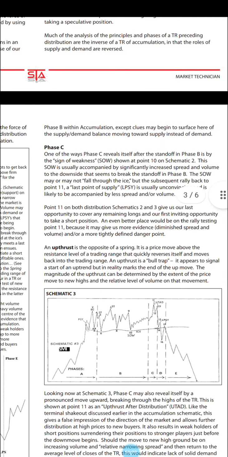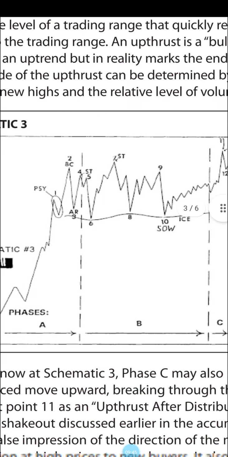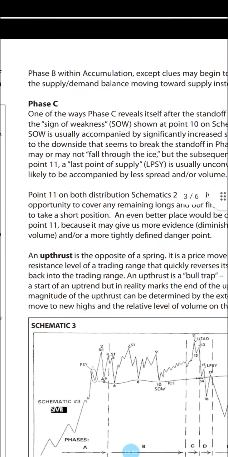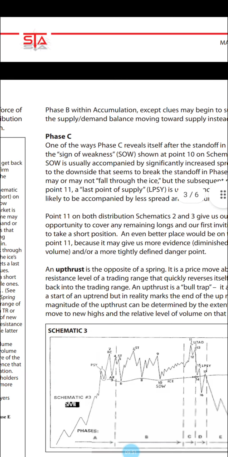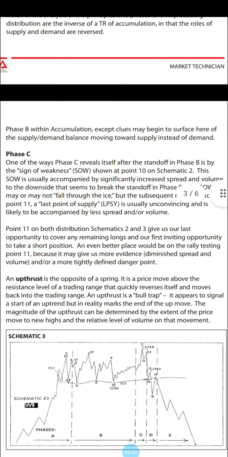Phase C. One of the ways phase C reveals itself after the standoff in phase B is by the sign of weakness shown at point 10 on the schematics. So point 10 right there, you see the sign of weakness. So let's go back. It is usually accompanied by significantly increased spread and volume to the downside, and that seems to break off the standoff in phase B.